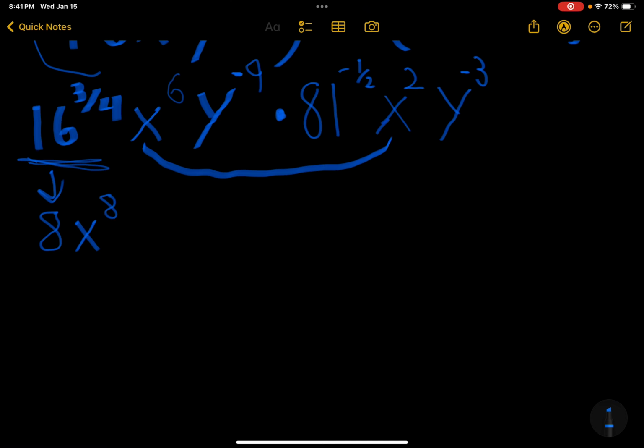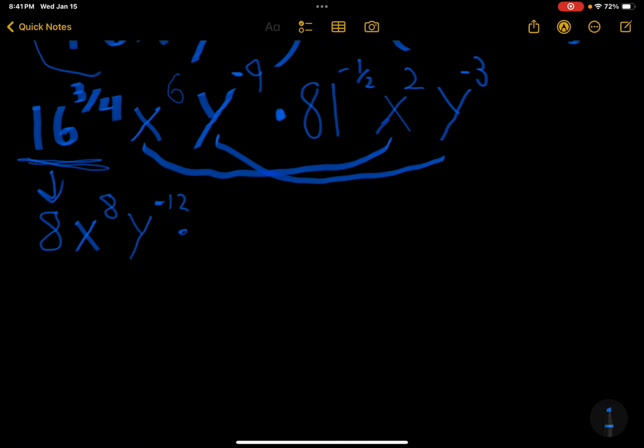So now we got the y's. We're done with the x's. And now we're doing the y's. So we got y. Negative 9 plus negative 3 is negative 12. And what do we got left? Oh, we got 81. We got 81 left.